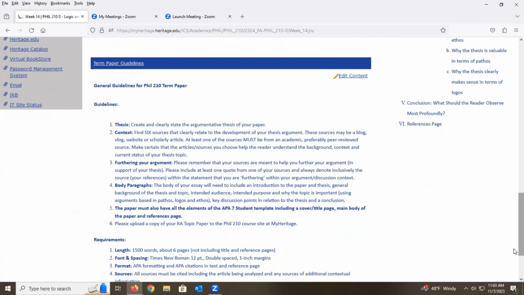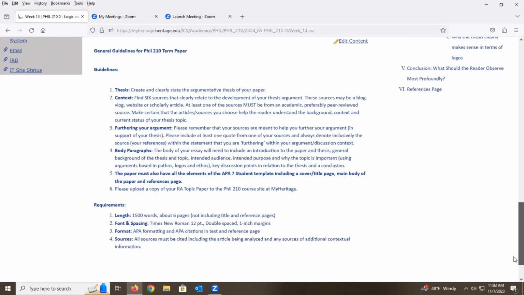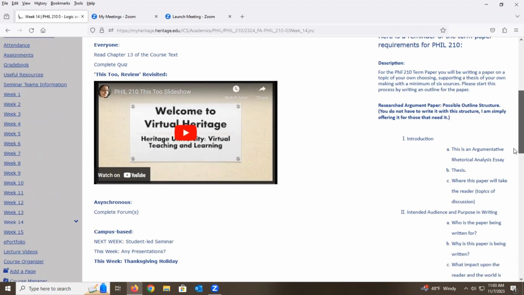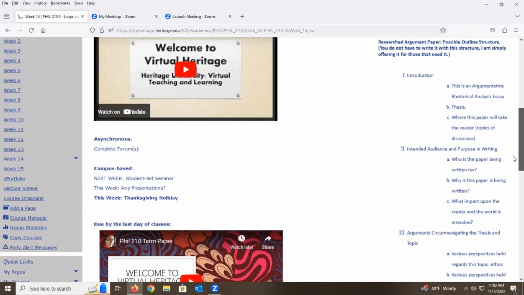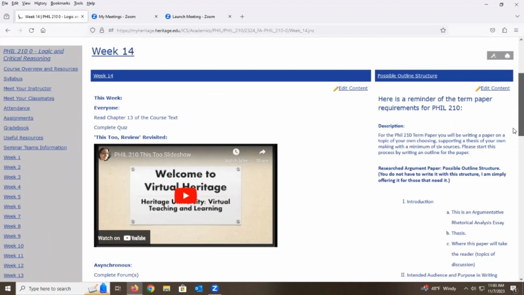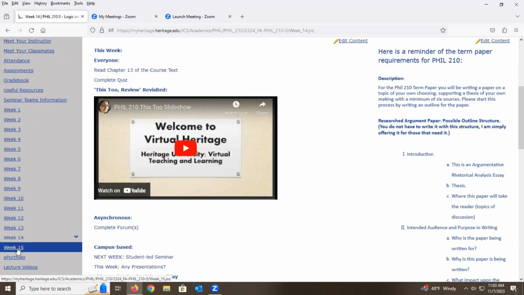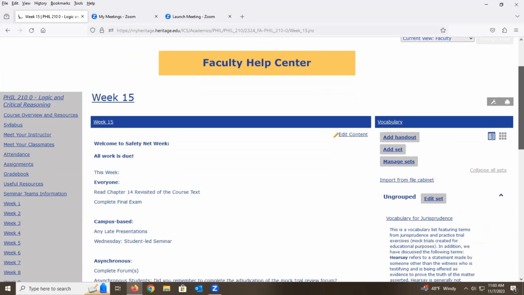Now, again, I'm pausing here on the guidelines for the term paper. If you have not gotten started on that term paper by now, this is the midnight hour, because during this week, we're getting in presentations. We're having a student-led seminar in week 15. That's the final seminar for the campus-based community. All work is due by the last day of classes, including that cumulative exam and the term paper.